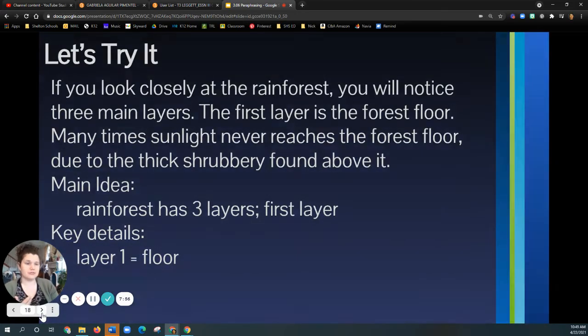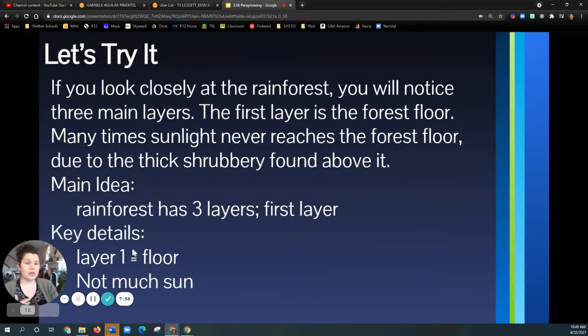So some other details. What about the first layer? It says many times sunlight never reaches the forest floor. So I'm going to shorten that to doesn't get much sun or not much sun. Is there anything else about why sunlight never reaches?